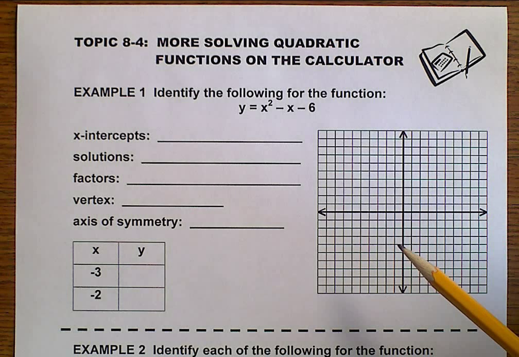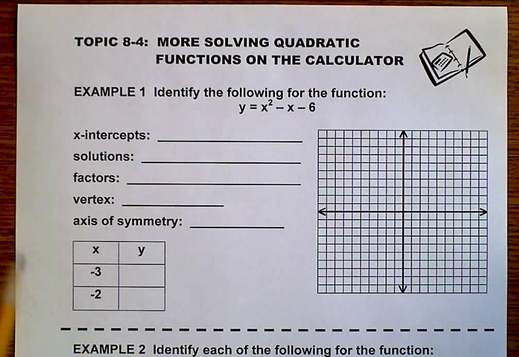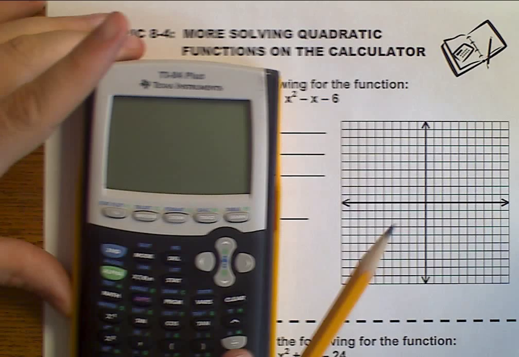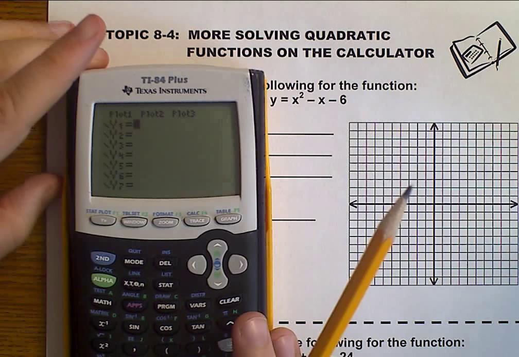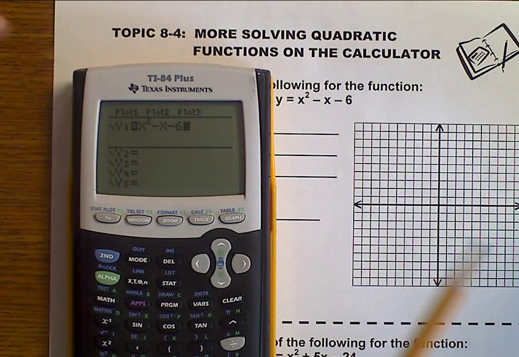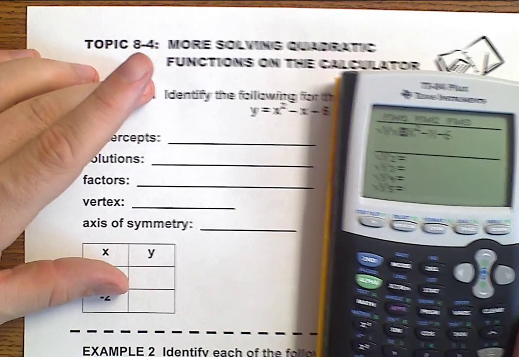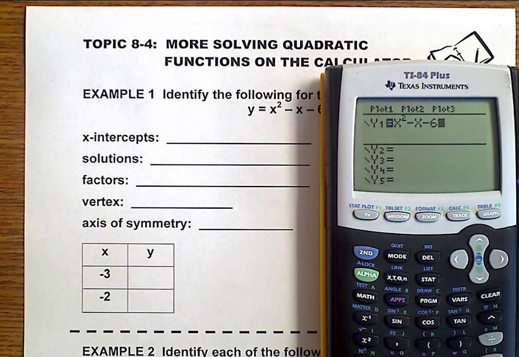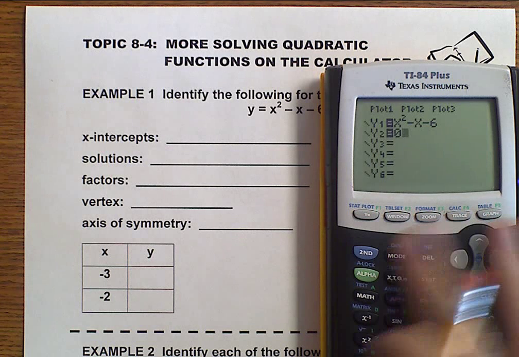So, just as a refresher, we see an equation. We want to go ahead and put that into y equals on our calculator. So it is y equals x squared minus x minus 6. And we're going to go ahead and find a lot of information first before we start trying to graph it. So our x-intercepts, remember we go to y2, we set this equal to 0, and then we go to graph.